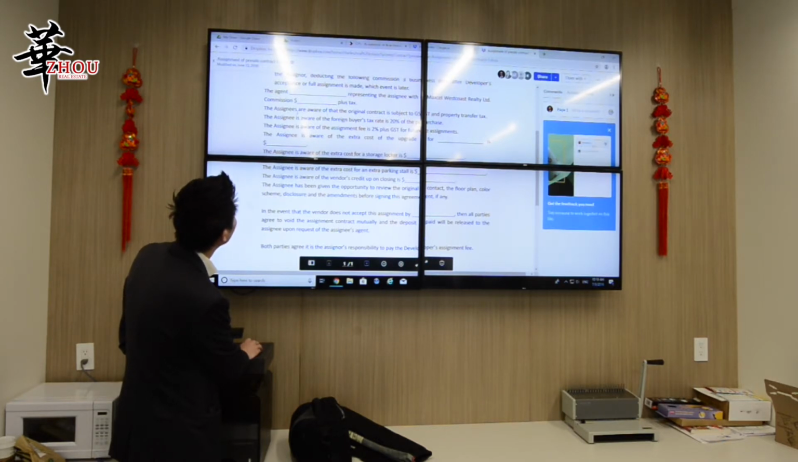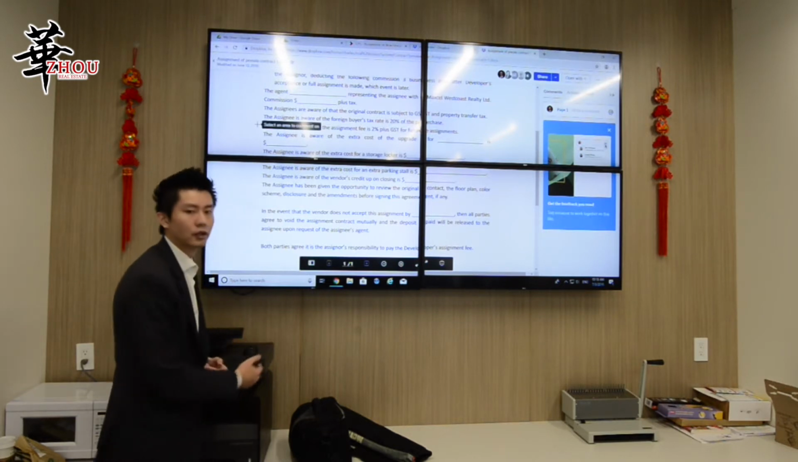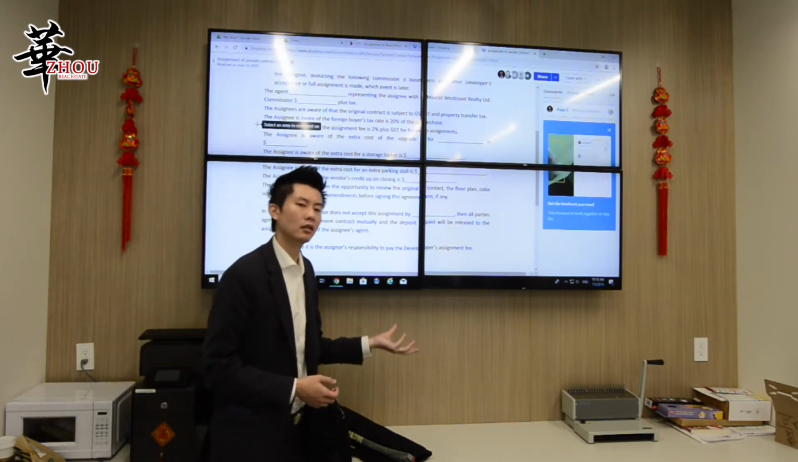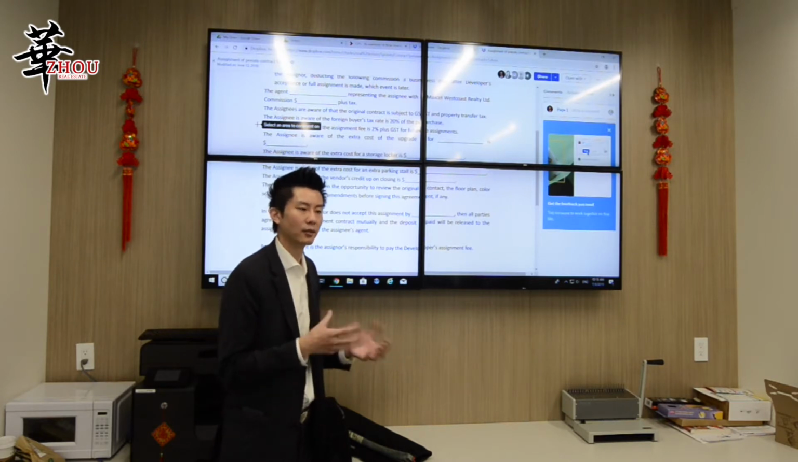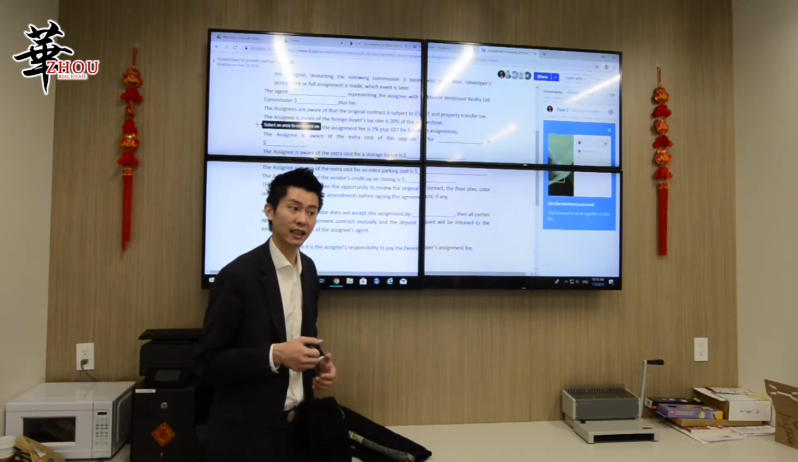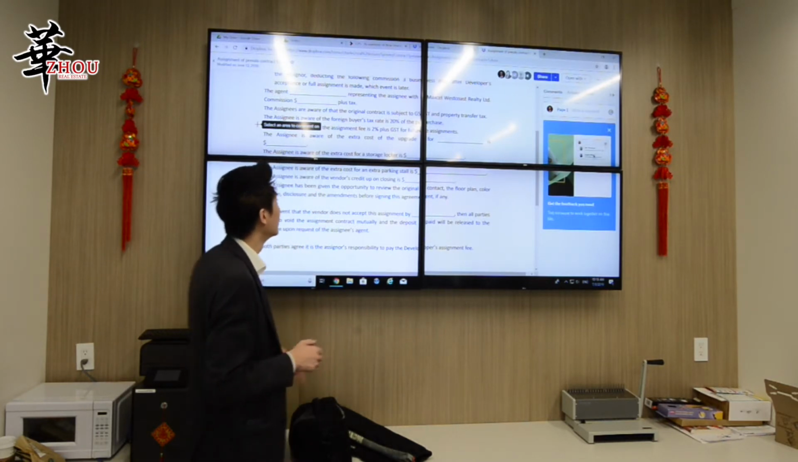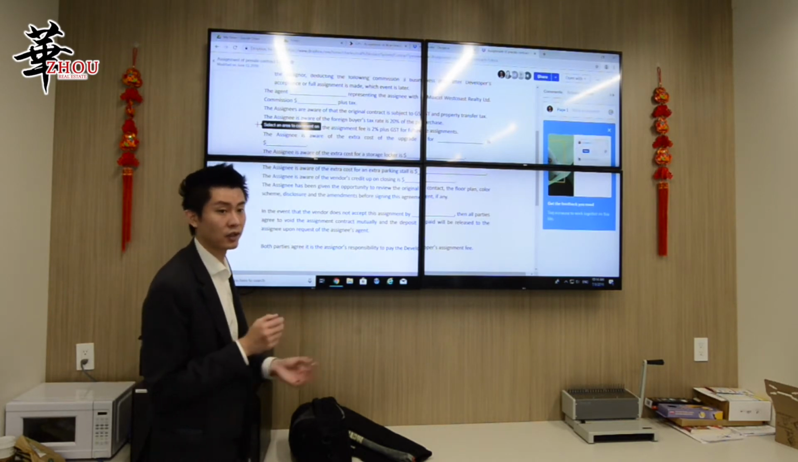The assignees are aware that the original contract is subject to GST and property transfer tax. The assignee is aware of the foreign buyer's tax rate is 20% of the purchase price. Of course, the 20% is based on the original price. It's not based on the purchase price you made today. Okay, it's on the original price. And also GST is also on the original price.